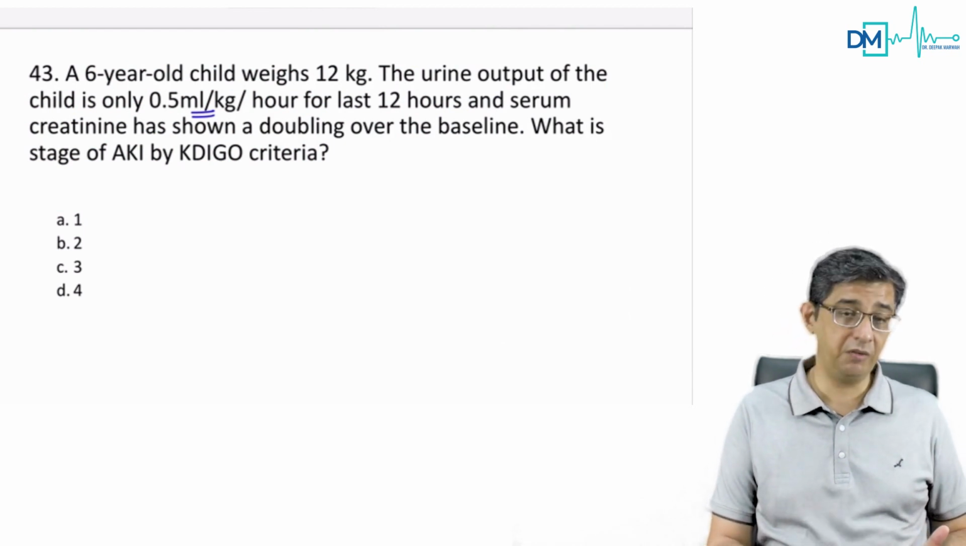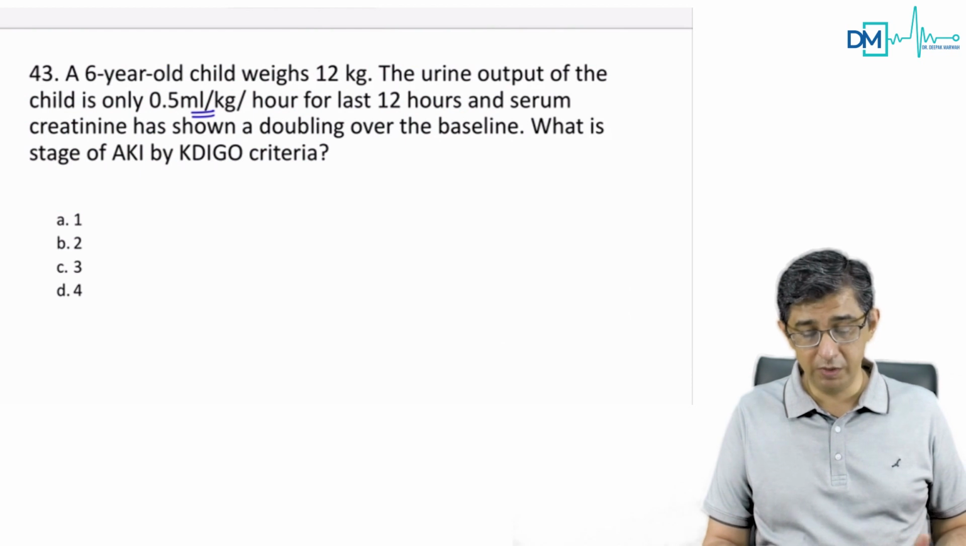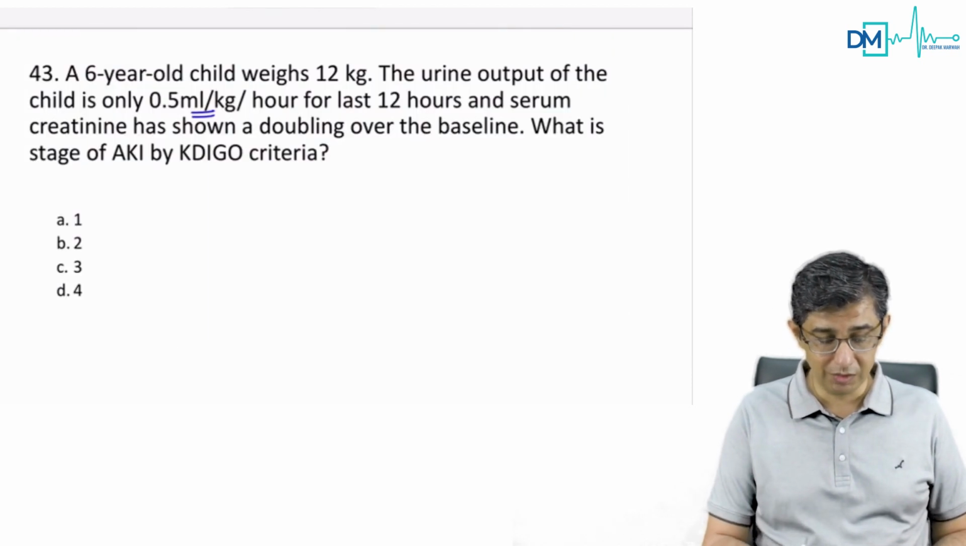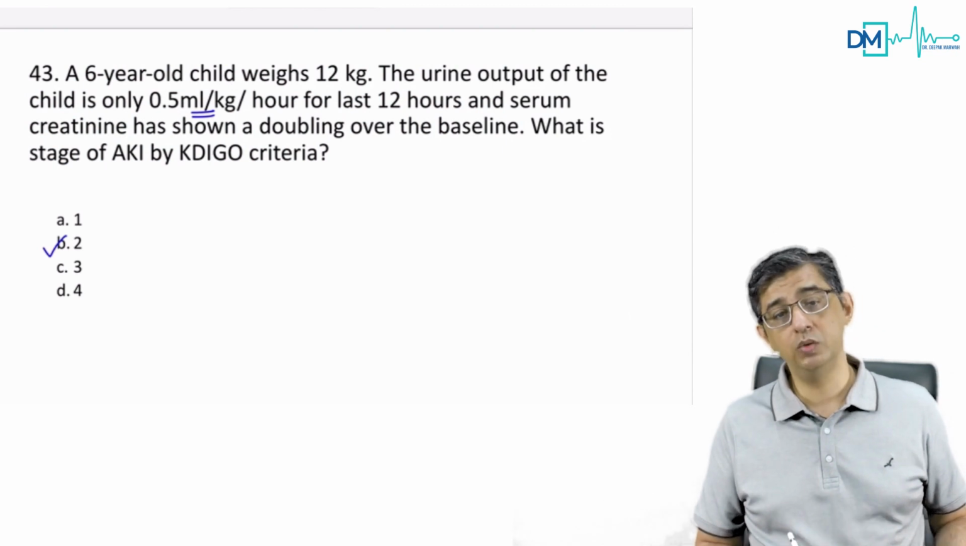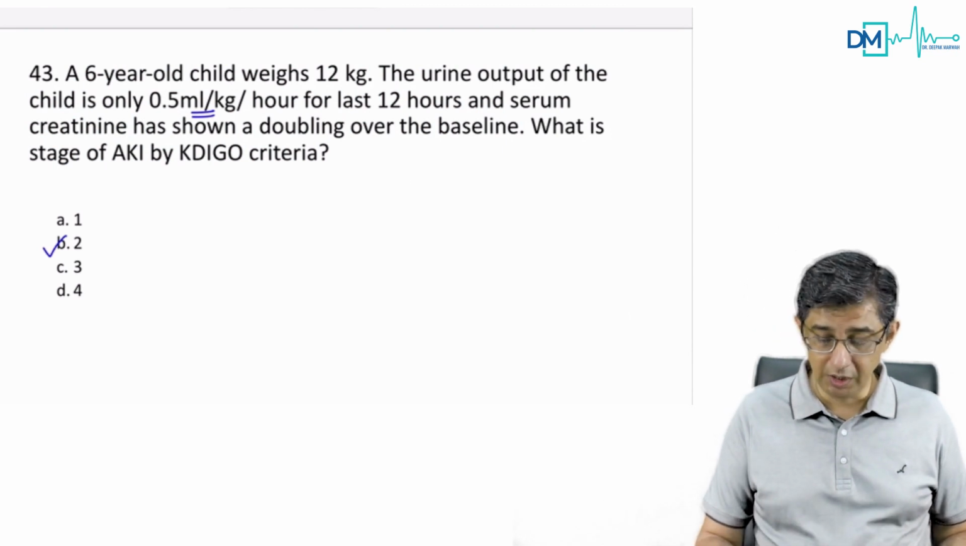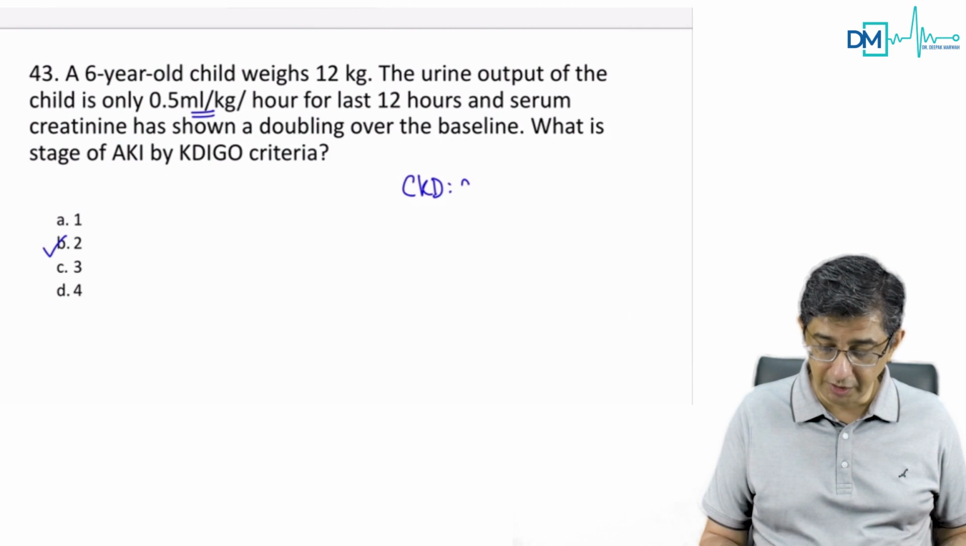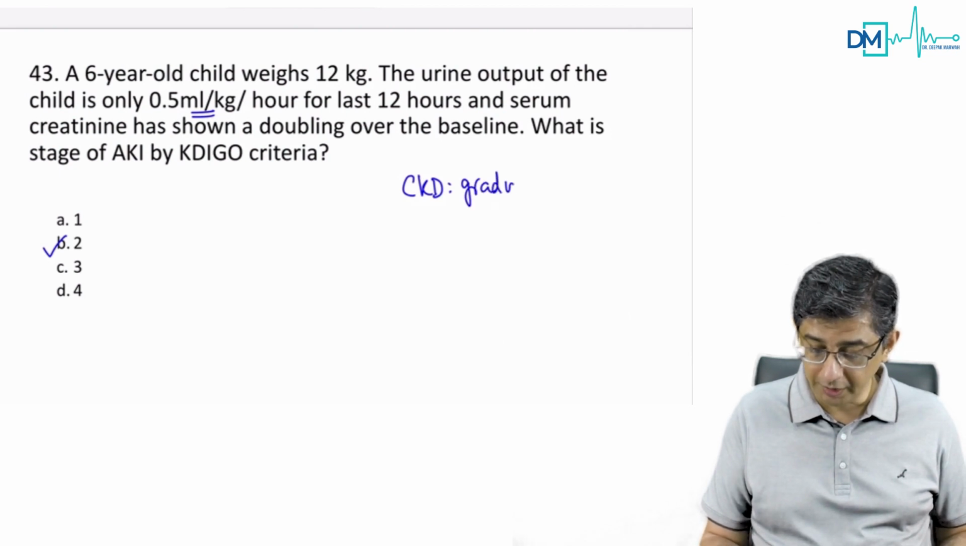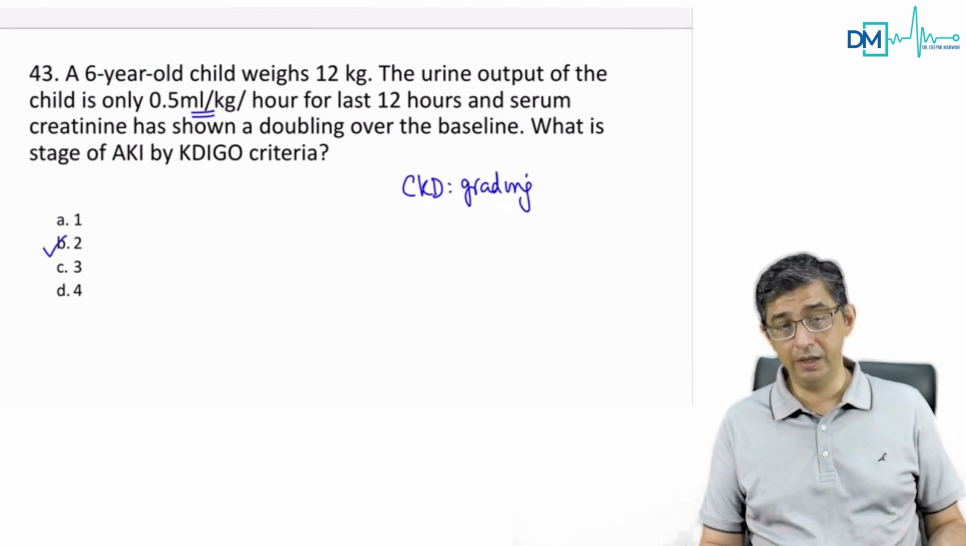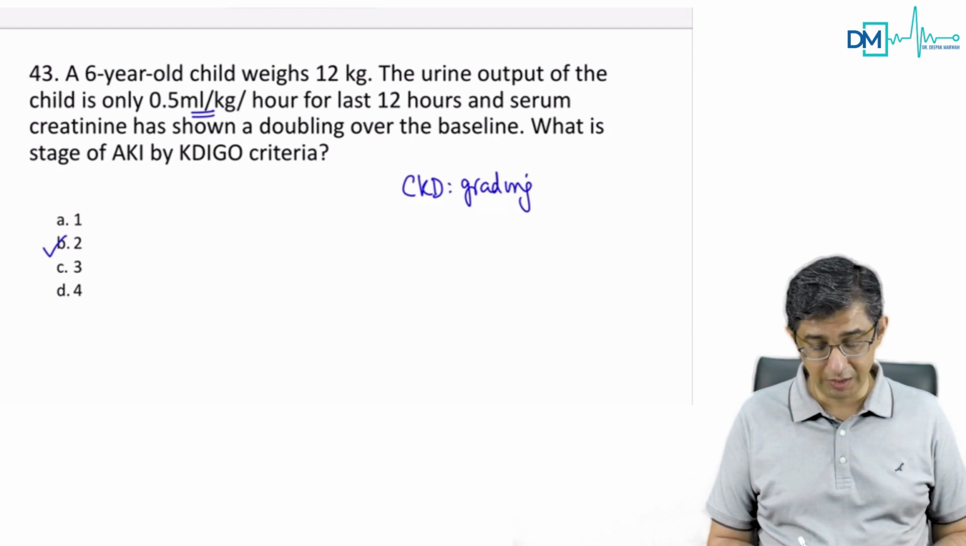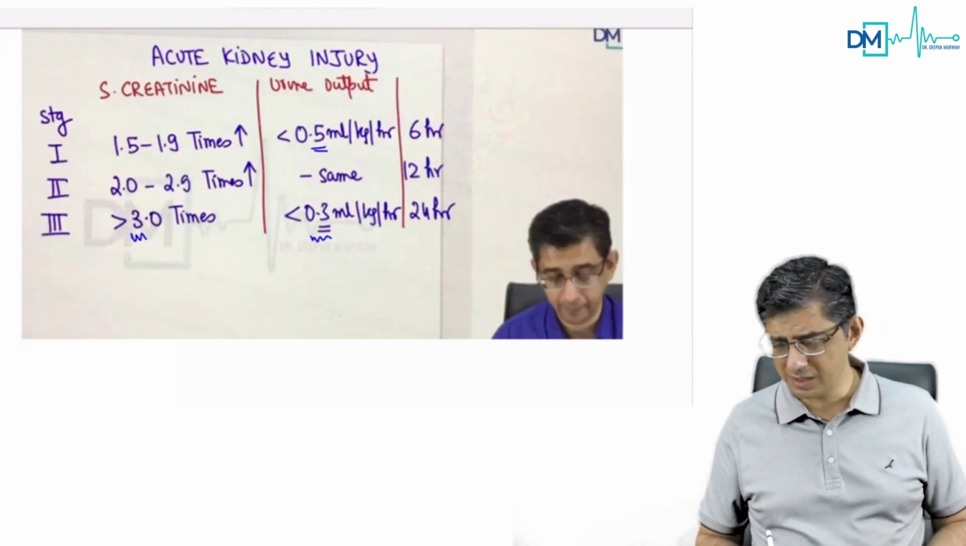This is 0.5 ml per kg per hour for the last 12 hours with doubling of serum creatinine. So you can see from the table that the correct diagnosis of this person would be stage 2 AKI. And anyway, for CKD, guys, it is not a stage. In CKD, it is grading. In chronic kidney disease, we basically have grading, and in acute kidney injury, what we have is staging. So if you can go through this table, it's simple.